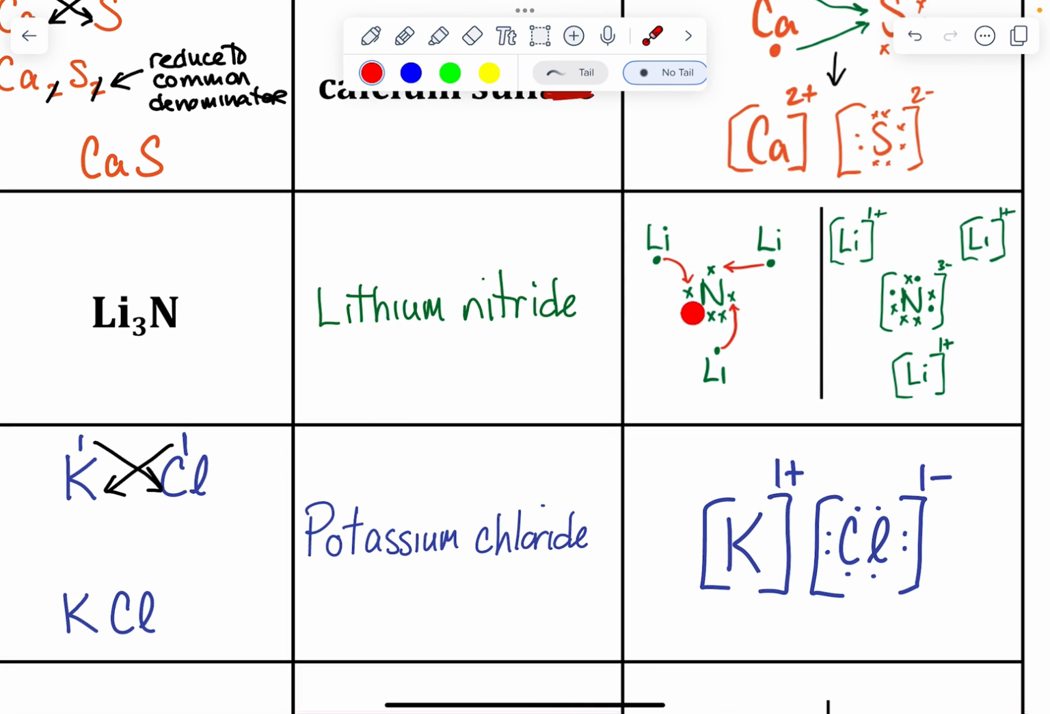I have 3 lithium, which I knew from looking at the formula I would have. Each lithium can give 1 electron each to nitrogen. Nitrogen will accept 3. So that means I have nitrogen here that has gained 3 electrons to become stable with a charge of 3 negative, and each lithium lost 1 electron to have a charge of 1 positive.